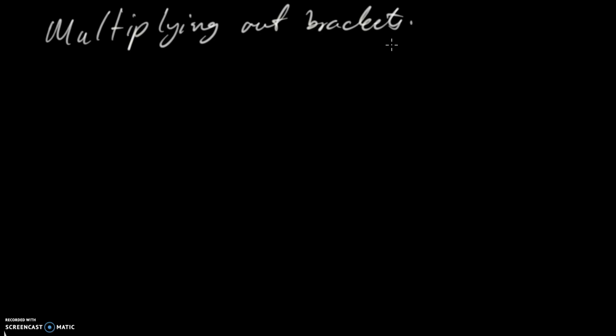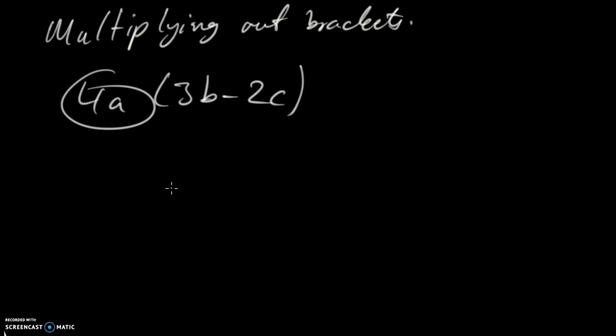So let's say we have 4a outside and 3b minus 2c inside our bracket. So what this basically means is you times everything inside the bracket with 4a. So what I do is I just separate these like we did last time. So this would be 3 plus 3b and minus 2c.